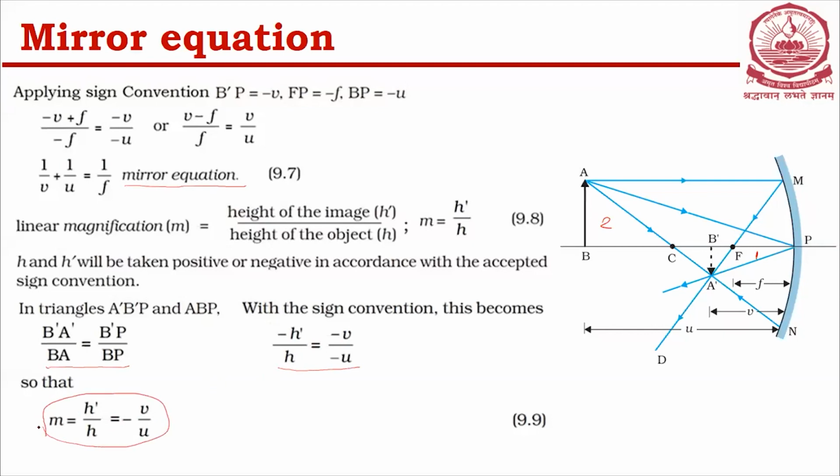Because when you go for optical instruments, we are going to see another magnification called angular magnification. So you have to be very clear that whenever we consider the height of the image and height of the object, and image distance by object distance, it is linear magnification.